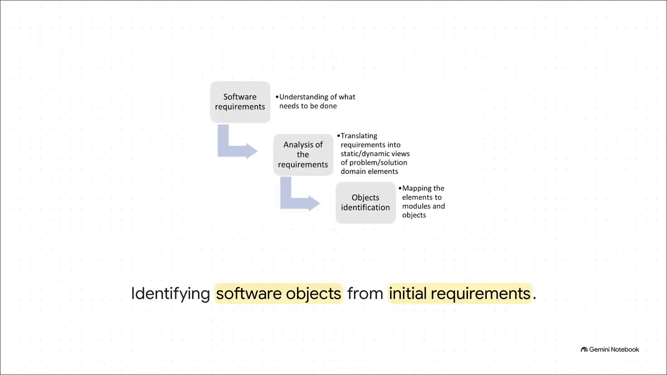First up, how do we actually figure out who we need to hire for our digital team? Well, this foundation starts with the software requirements, truly understanding what literally needs to get done. From there, we move into the analysis phase, where we translate those requirements into static blueprints and dynamic workflows. Finally, we arrive at object identification. This is where we map those conceptual ideas into the actual modules and objects that are going to do the heavy lifting in our system.